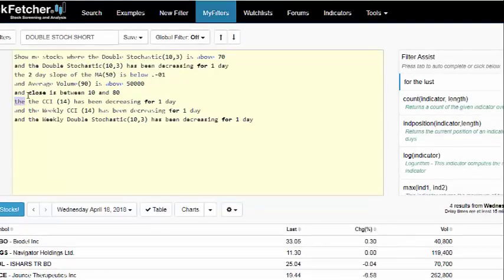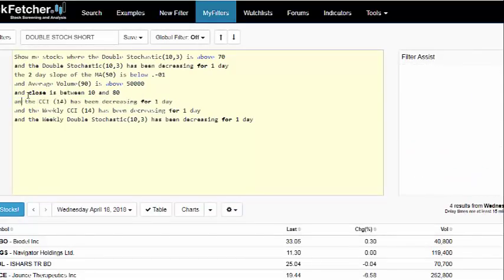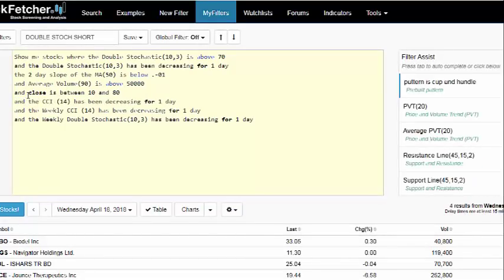So this should be the word "and", actually. All right. And the CCI for 14 periods has been decreasing for 1 day. All right, so I'm going to save this. Just save it at the same one.